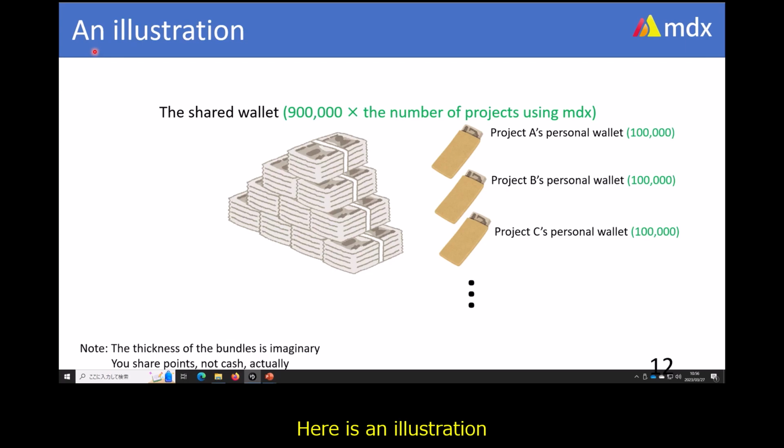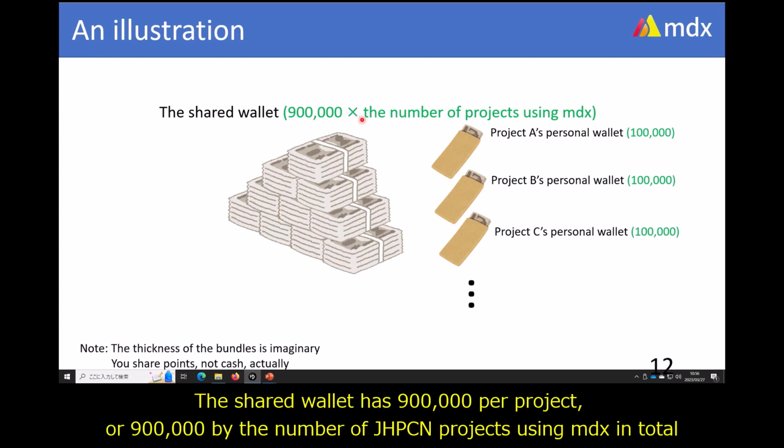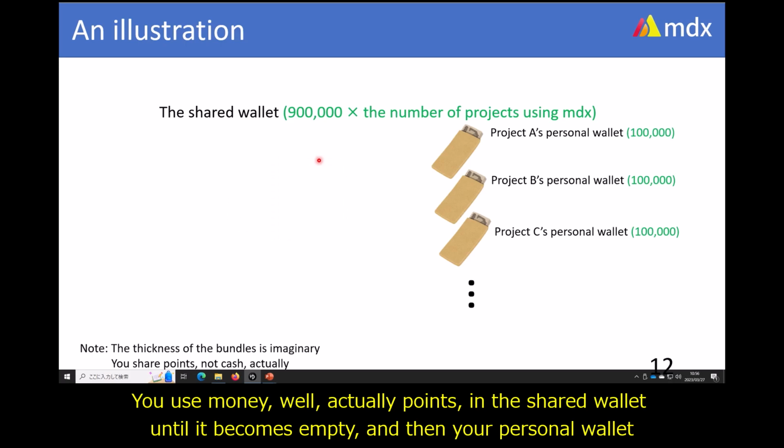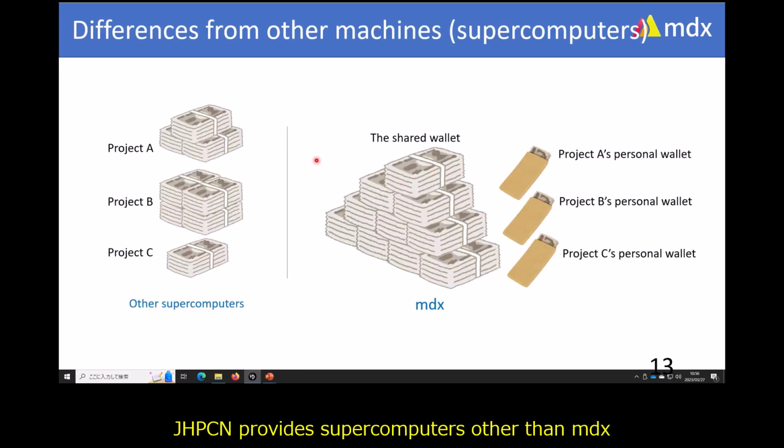Here is an illustration. The shared wallet has 900,000 per project, or 900,000 times the number of JHPCN projects using MDX in total. You use money, well, actually points, in the shared wallet until it becomes empty, and then your personal wallet.